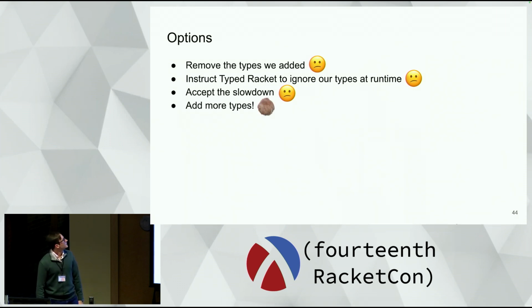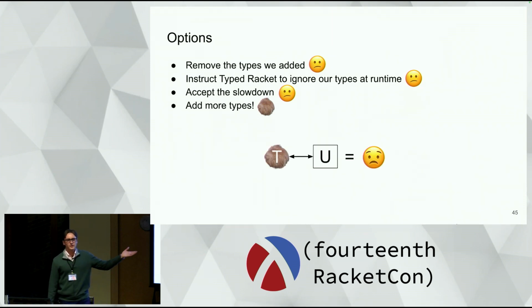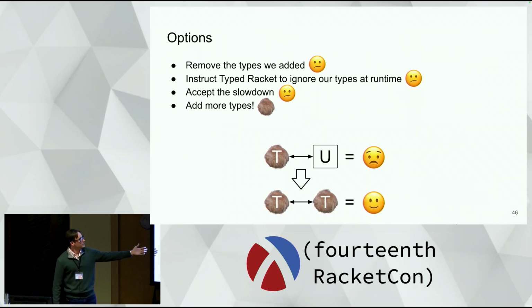Obviously, that's not good. And I want to propose something counterintuitive. I think we should add more types to our program. Why? Remember, it's these boundaries between typed and untyped code which are leading to this massive slowdown that we don't like. So if we find a really costly boundary like this, and we convert it to a typed boundary, then we get rid of the slowdown, and as a bonus, we now have more typed modules in our life, and who doesn't love typed modules?